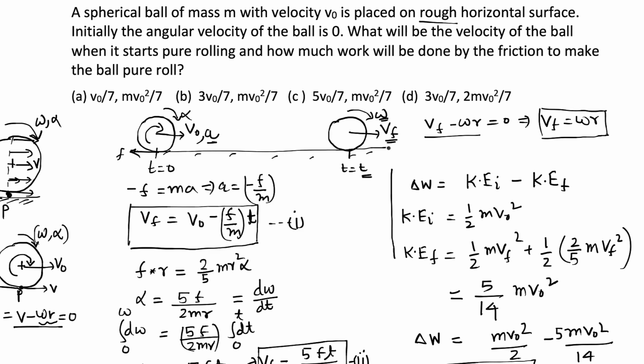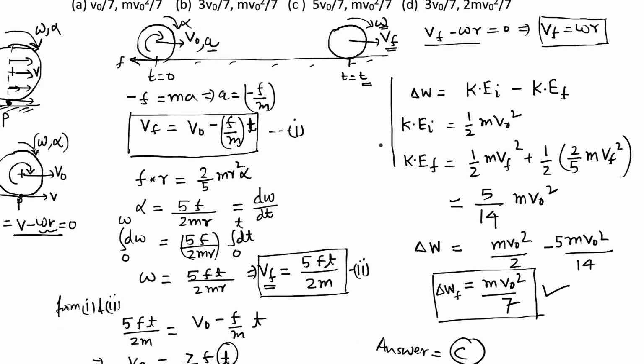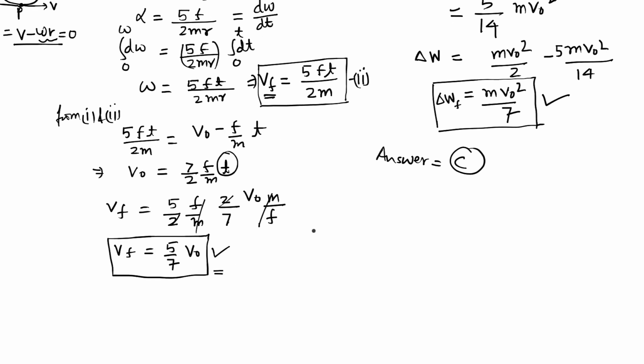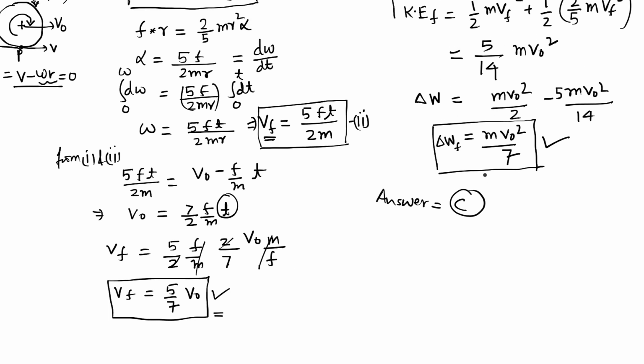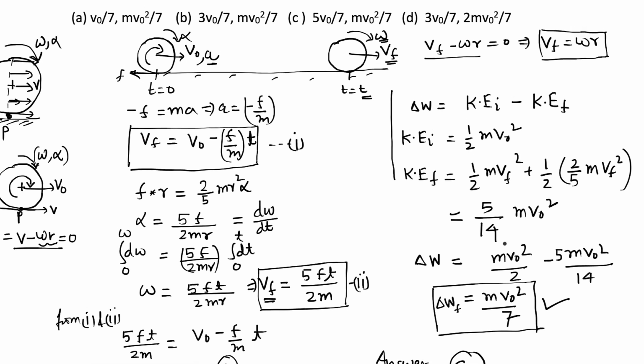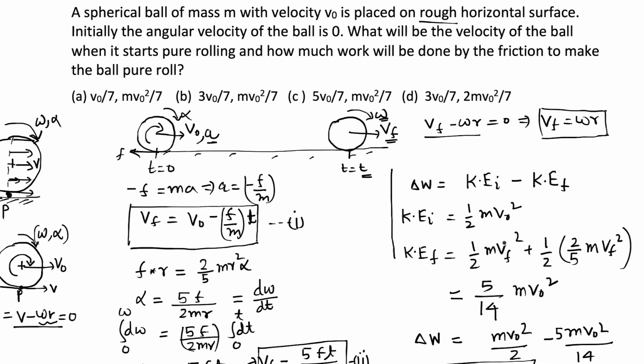Of course, the final velocity is less than the initial velocity. It is 5 by 7, and it is because some energy is lost, maybe in heat, and that energy is mv0 square by 7, which is the work done by friction to get it to pure rolling.